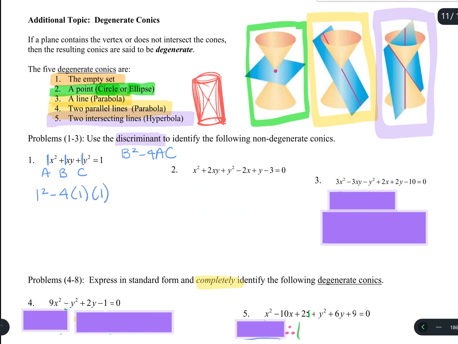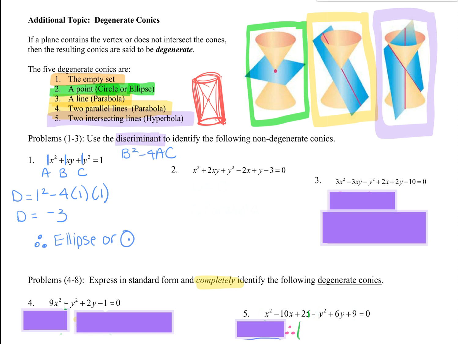And I calculate that, and I get 1 minus 4, which is negative 3. So I'm going to label this D. So my discriminant is equal to -3. And based on that information, I know that I'm going to have either an ellipse or I'm going to have a circle.